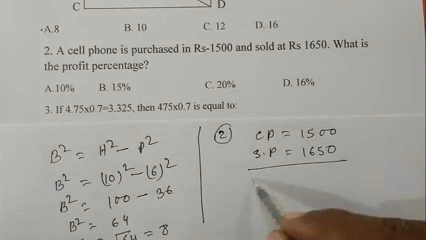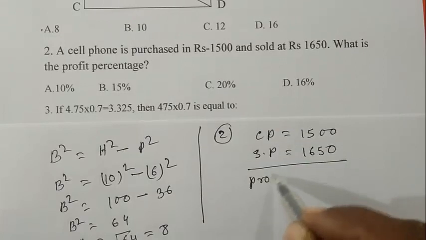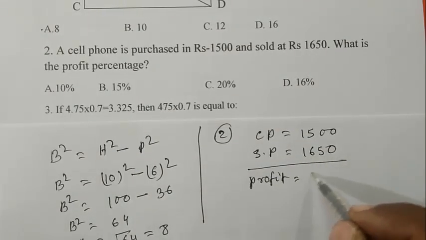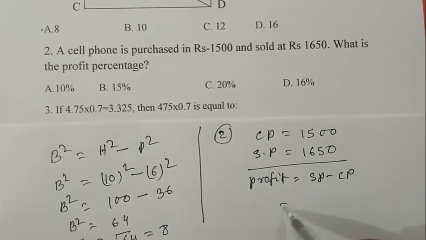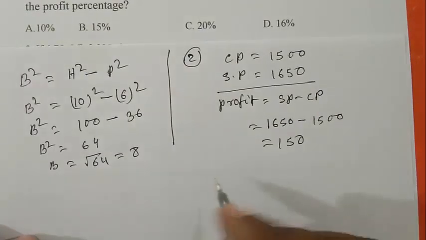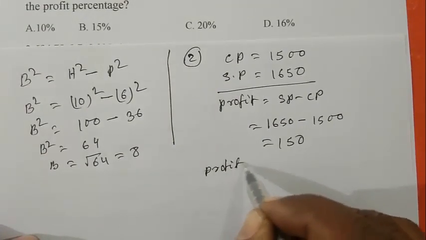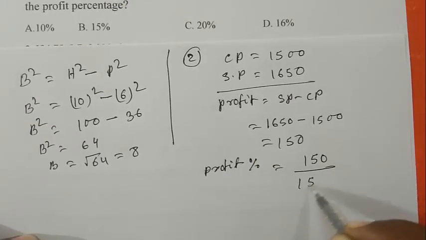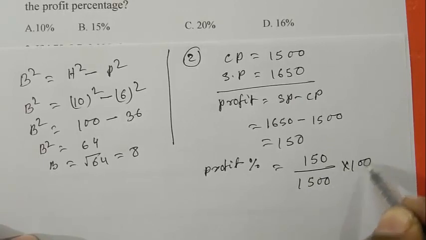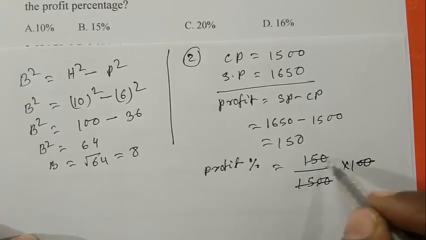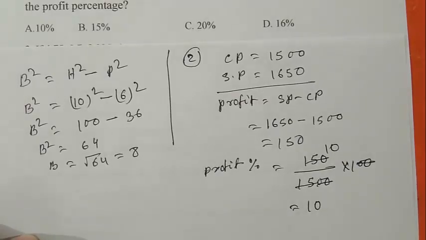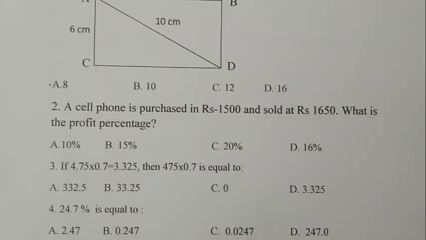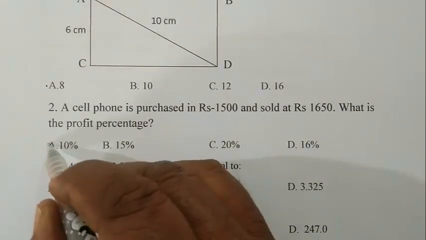So profit is SP minus CP, that is 1650 minus 1500, 150. So profit percentage equals profit by CP into 100, that is 10. So 10 is the right answer. So A is the right answer.